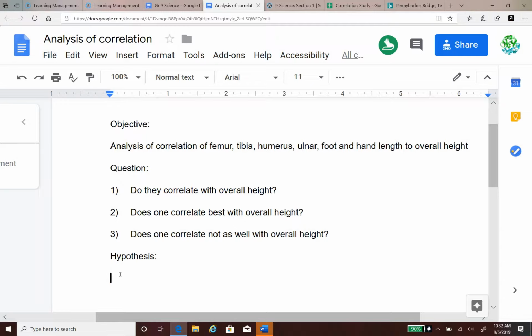So let's say we looked at the hypothesis for number 1. What do you think the answer would be? Obviously, do the 6 things that we're studying correlate with overall height? They do, right? So how do you write the hypothesis? There's actually a way to write it. The way you would write it would look something like this. Can you see this, by the way? Is it big enough?